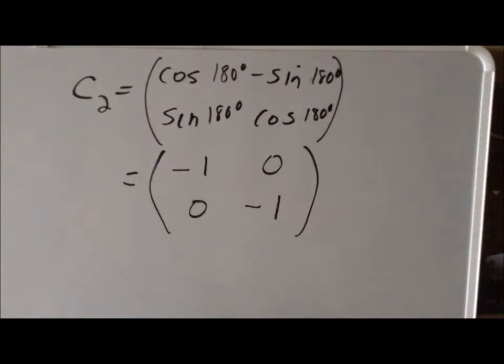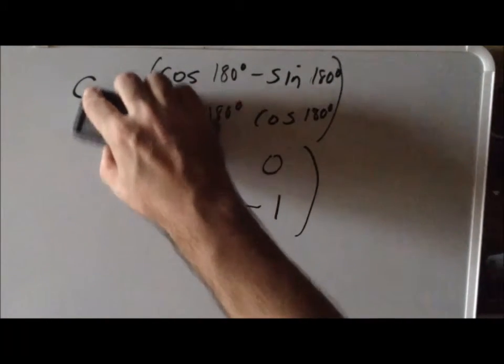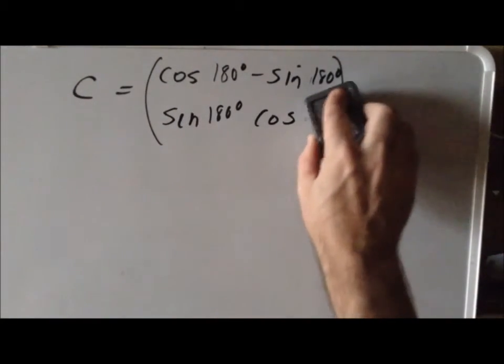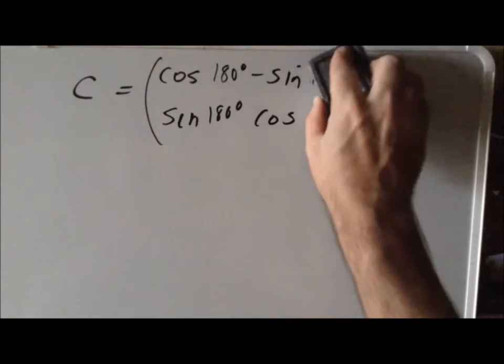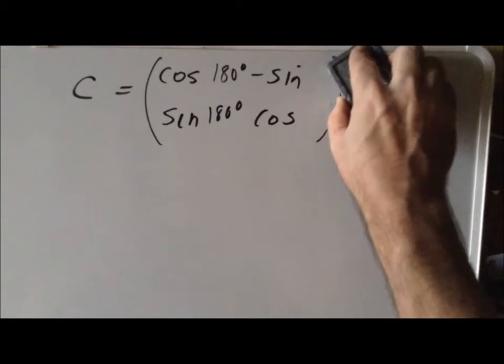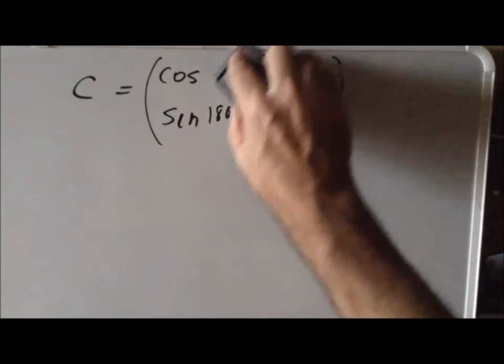Now, a second one we can look at is the C4 matrix. So for C4, we would expect that we need to find the sines and cosines of 90 degrees. Let's put that in there. I put it in different colors so it's a little easier to see.